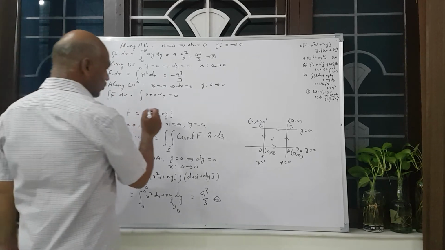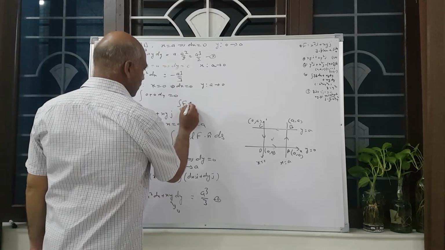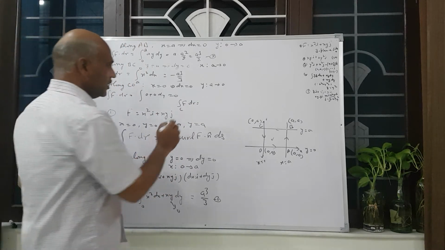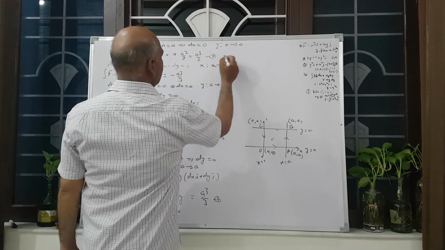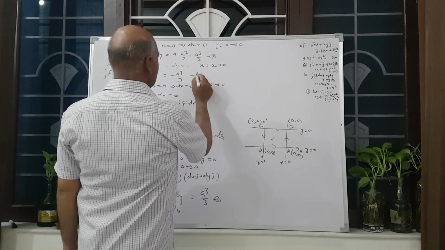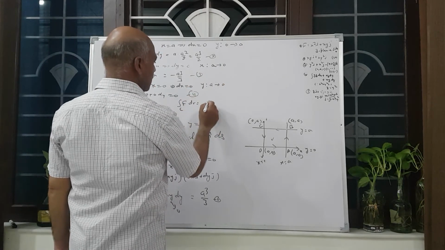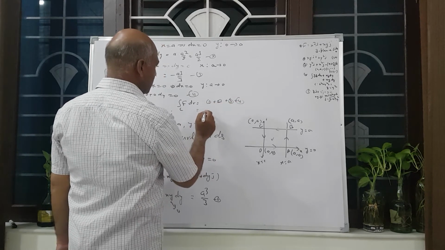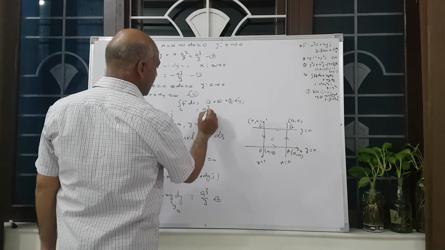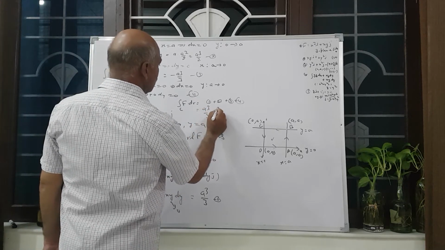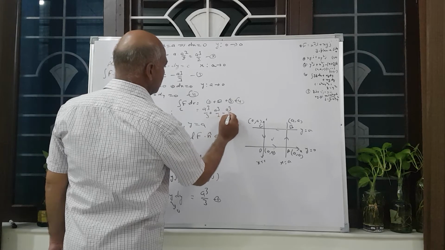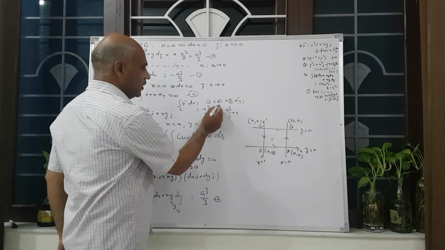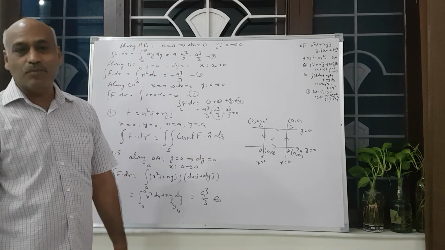So now the total, integral over C of f dot dr, means add all: 1 plus 2 plus 3 plus 4. Suppose this is 2, this is 3, this is 4. Means a cube by 3 plus a cube by 2 minus a cube by 3 plus a cube by 2. This is a cube by 2. The left hand side is a cube by 2.